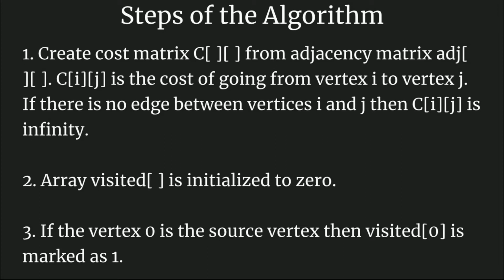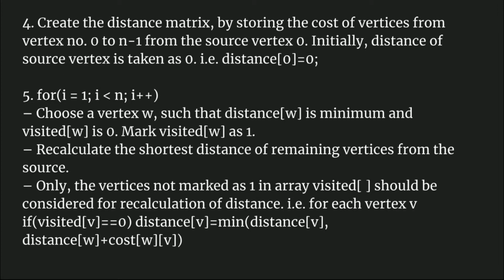this node. Next, we will also create an array distance by storing the cost of vertices from vertex number 0 to n minus 1, where n is the total number of vertices, from the source vertex 0. Initially the distance of the source vertex is taken as 0, that is, distance[0] equals 0.